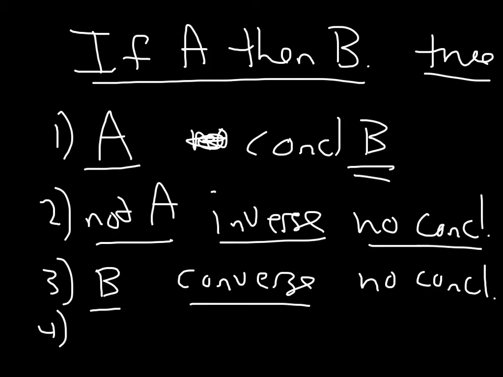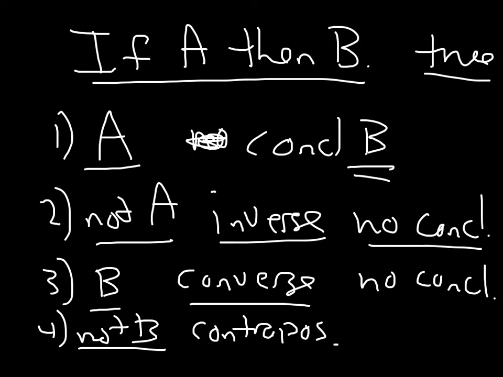And lastly, if I give not B, well, if I look at the sentence, if A then B, and I start off with if not B, that is the contrapositive. And the contrapositive is logically equivalent. It has the same truth value. So since the first one was true, we're allowed to finish off the sentence for the contrapositive. So if not B, we can say not A, and that is our conclusion.